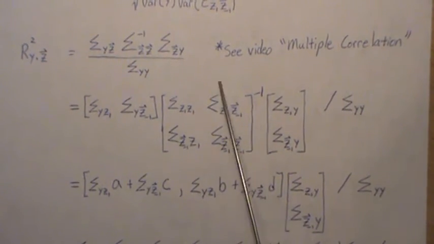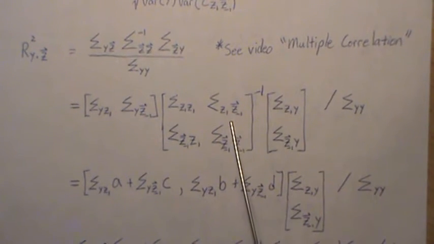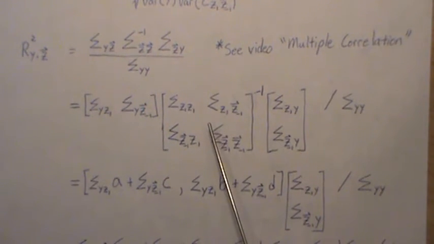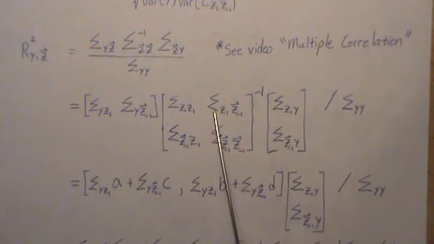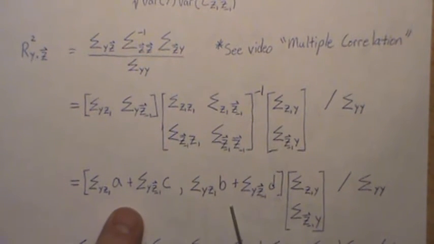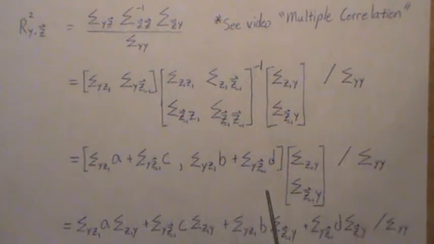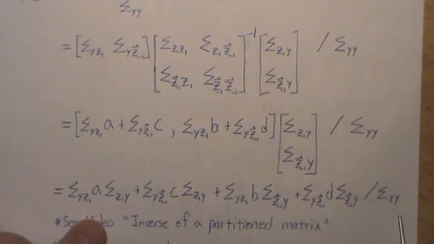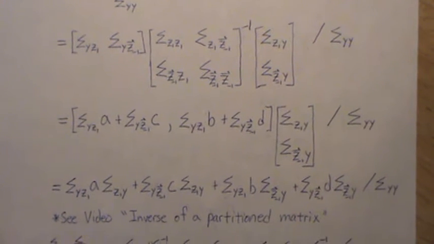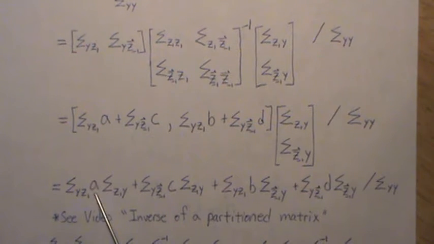So now, the inverse of this matrix, we're just going to call the result, whatever it is, A, B, C, D. So then when we take this vector times it, we get this. And then everything else comes down. Then we take this vector times this, and we get this result. Of course, divide by the variance of y. Now, I have a video called The Inverse of a Partitioned Matrix, where we give explicit formulas for A, C, B, and D.